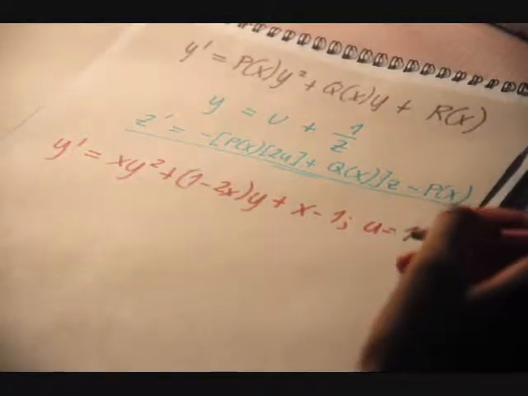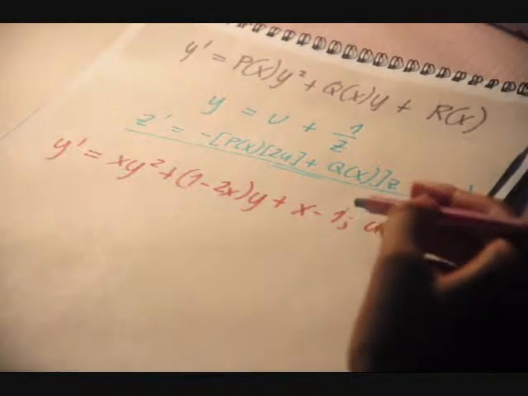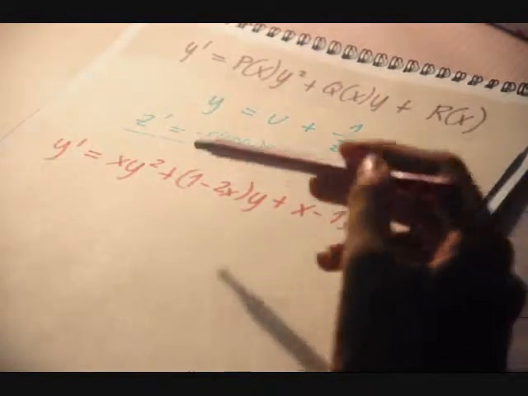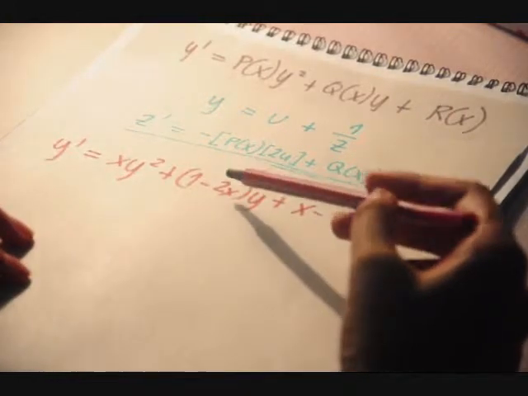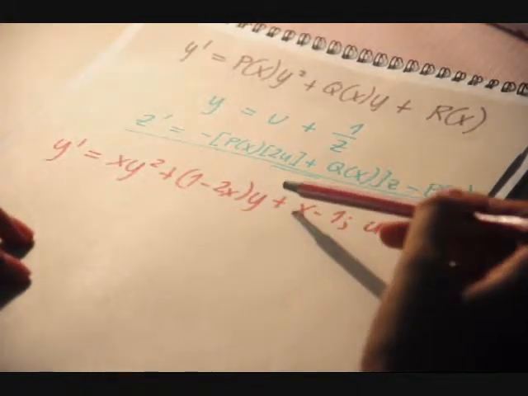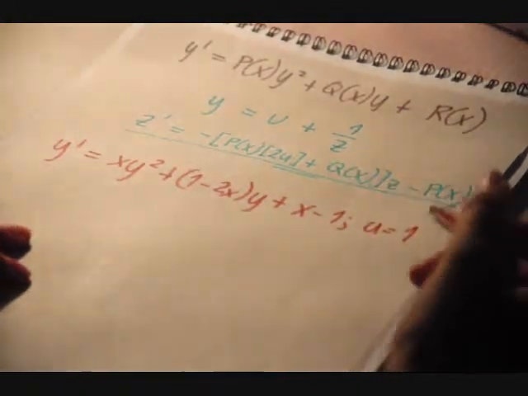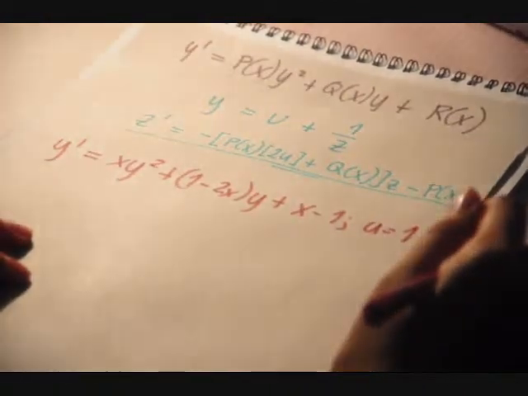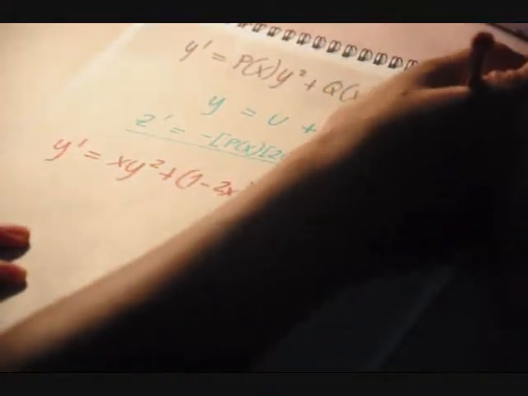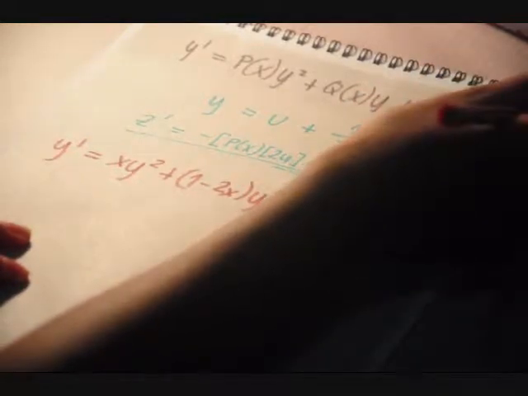Our next problem is finding a general solution for this second equation: y prime is equal to xy squared plus the quantity (1 minus 2x) times y plus x minus 1, given that u is equal to 1 is one solution. One solution of the Riccati equation y prime is equal to p of x y squared plus q of x y plus r of x is known as y is equal to u of x.